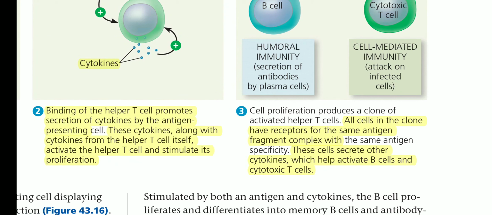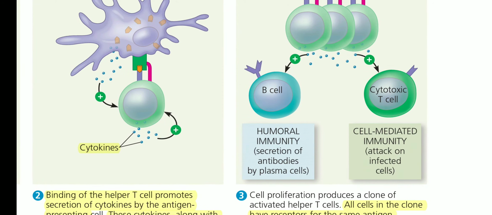Okay, so all cells in the clone have receptors for the same antigen fragment complex with the same antigen specificity. So these helper cells now secrete some cytokines which go and help to activate those cytotoxic T cells and your B cells. The cytotoxic T cells mediate the cell mediated immunity, and the B cells which produce the antibody are in your humoral immunity, as I have shown in this picture. So B cell is for humoral immunity and cytotoxic T cell is for your cell mediated immunity.